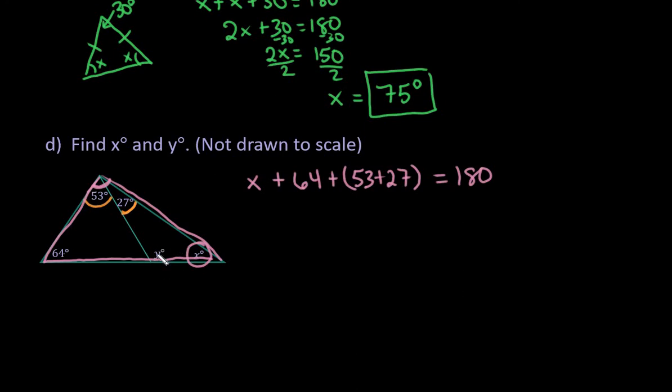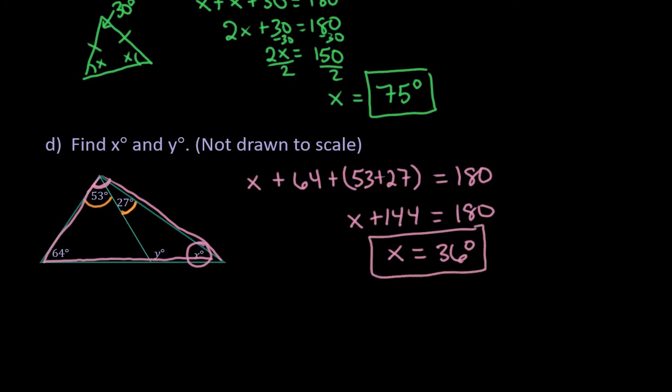I could have started by finding y first and use the exterior angle theorem, where y is equal to 53 plus 64, and then I could have used this triangle here to find x. So like I said, there's more than one way of doing this problem, but this is how I chose to approach it. So then if I simplify, 53 plus 27 gives me 80, and 80 plus 64 gives me 144.